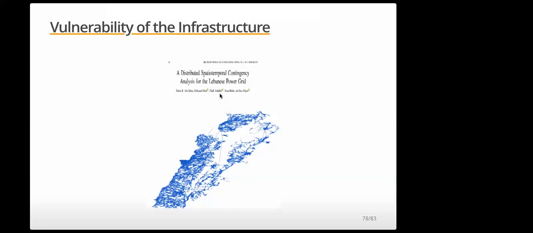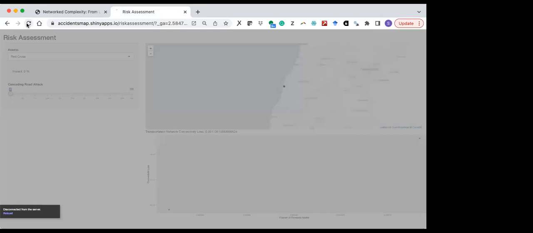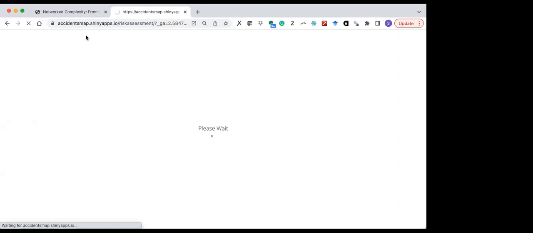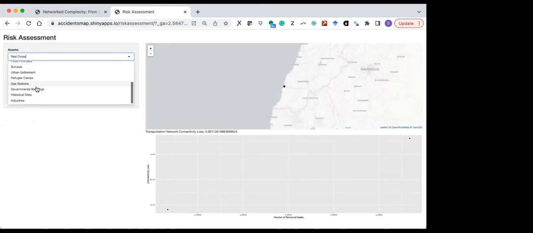We've looked at vulnerability of the Lebanese power grid, in the sense that you have attacks and you model a war scenario. You figure out which are the central nodes, you kill them off, and you see how the failure propagates. Let me just show you that. We've modeled a full scenario of war in Lebanon, how targeting the infrastructure kills off or disconnects hospitals. I'm going to tell you what I'm showing.